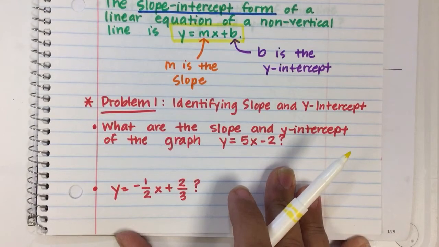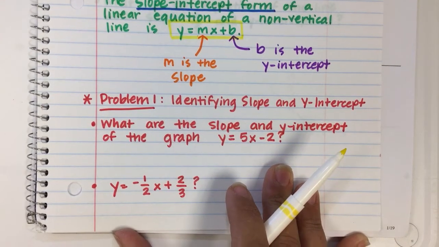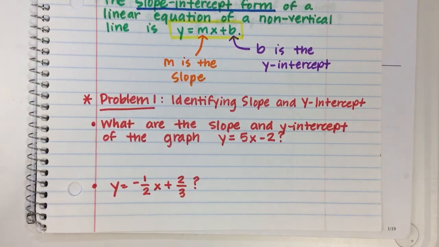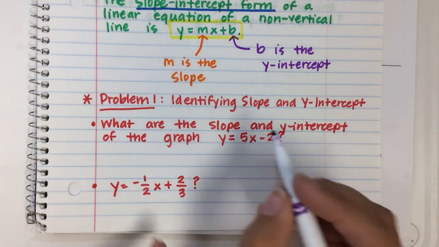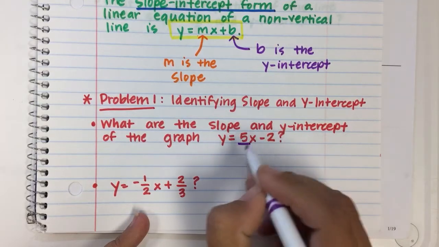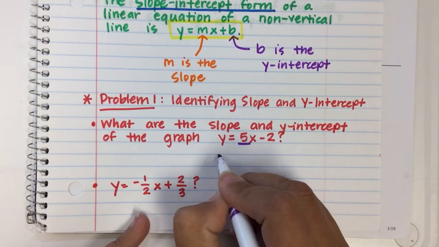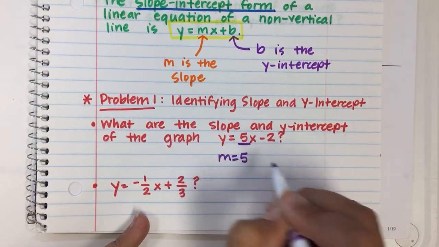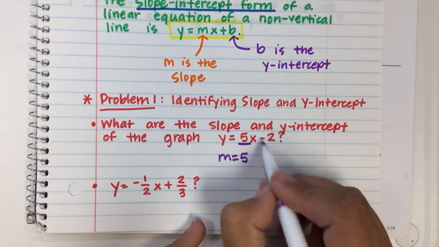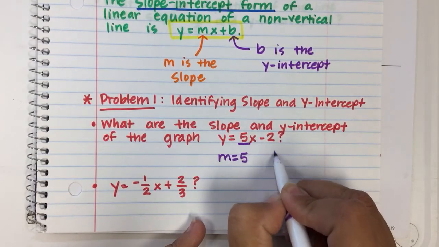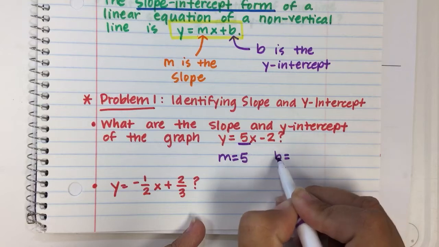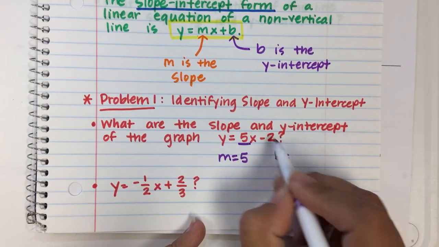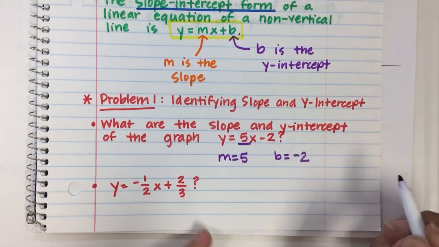All right, problem 1, identifying the slope and the y-intercept. What are the slope and the y-intercept of the graph y is equal to 5x minus 2? All right, the number in front of x is always your slope. So here, the slope is 5, and the number that's out here by itself, the constant, is always your y-intercept, and we represent that using a b, and the y-intercept is -2.